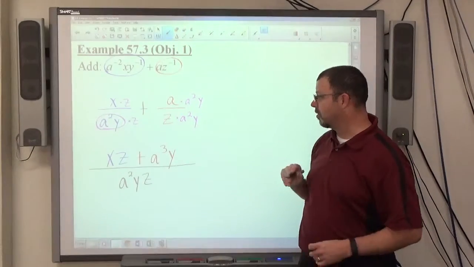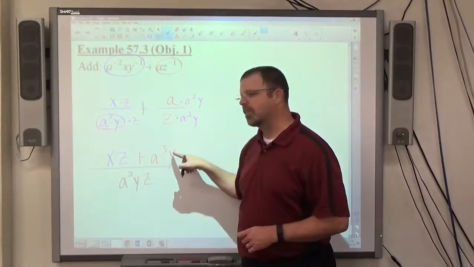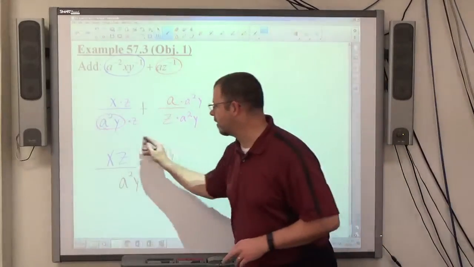Once again, can it reduce? No. This has a, this has a, this doesn't. This has z, this has z, this doesn't. This has y, that doesn't. So all three things have to contain the same letter.